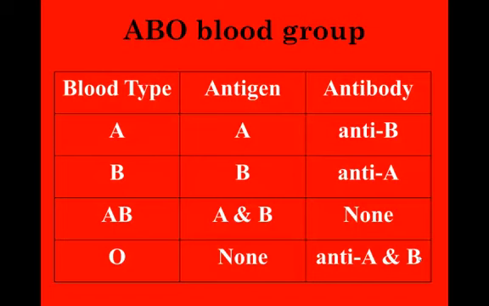Now, if I have both A and B, neither are foreign to me, so I'm not going to have any blood antibodies. Otherwise, they'd be fighting against my own blood. Now, me being type O, I have neither antigen, so they're both foreign to my body. So my body's going to have anti-A and anti-B antibodies.